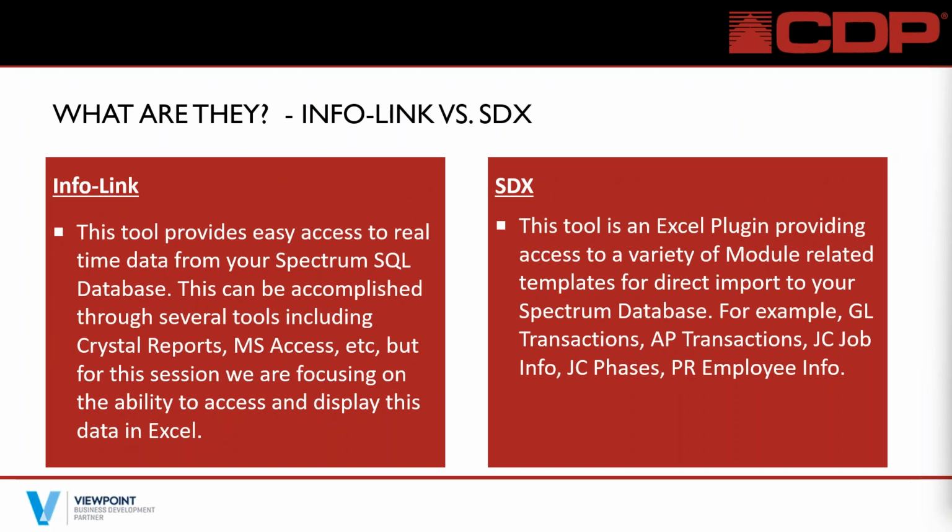So what are they? Info-Link provides access to your SQL database. It's going to be able to pull data that you're entering in pretty much every module. You're going to be able to take all that detailed data out of the tables provided in your SQL database and organize it, sort it, and analyze it in a bunch of different ways, pivot tables, whatever. There are other ways to utilize this link in Crystal Reports or Access, but for us specifically, you're going to see just how I utilized Excel to extract this data through Info-Link and use it in a variety of ways.